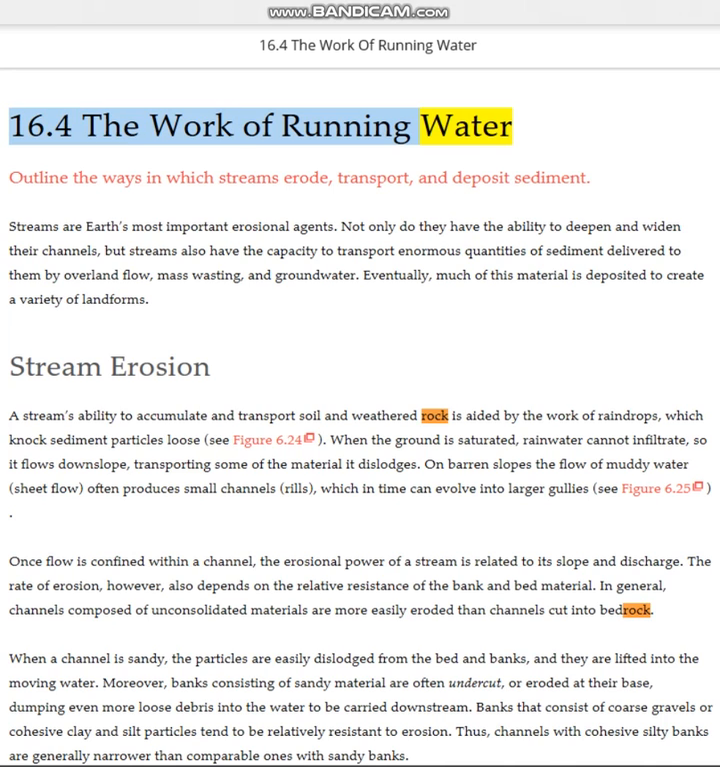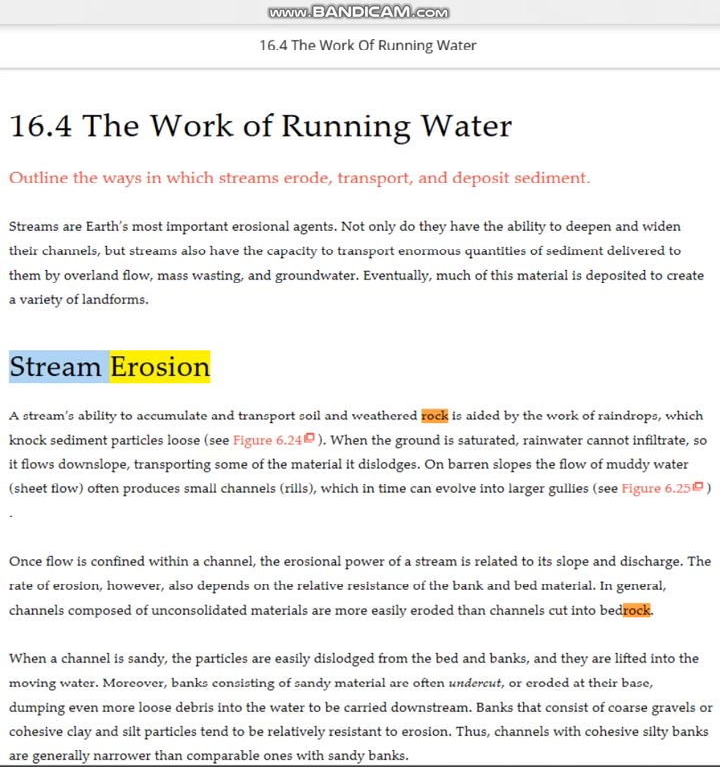16.4 The work of running water. Outline the ways in which streams erode, transport, and deposit sediment. Streams are Earth's most important erosional agents. Not only do they have the ability to deepen and widen their channels, but streams also have the capacity to transport enormous quantities of sediment delivered to them by overland flow, mass wasting, and groundwater. Eventually, much of this material is deposited to create a variety of landforms.